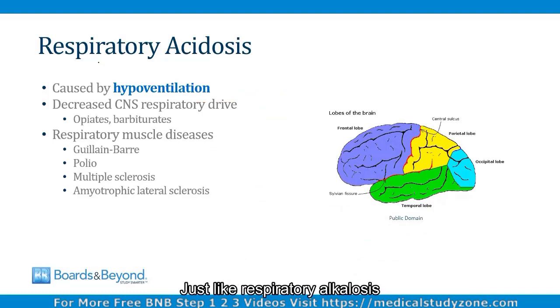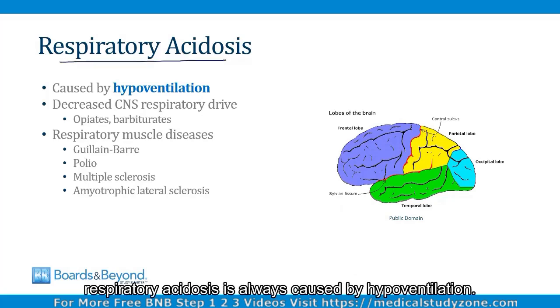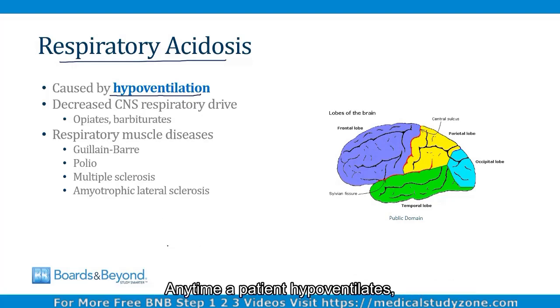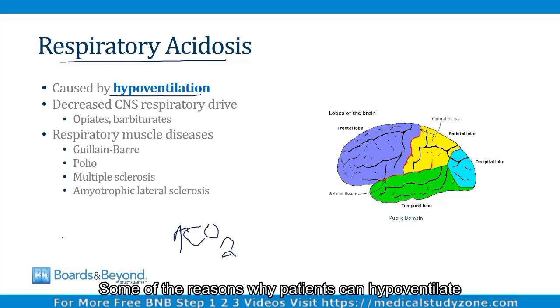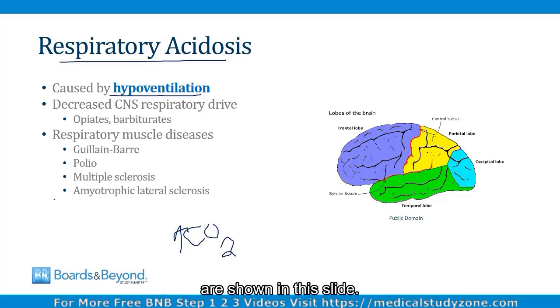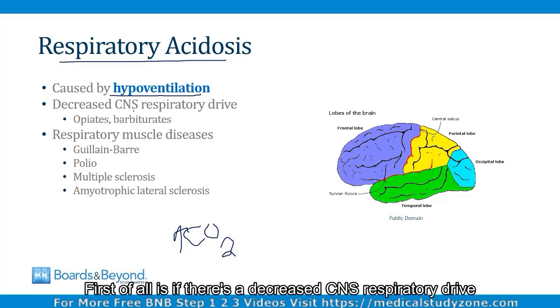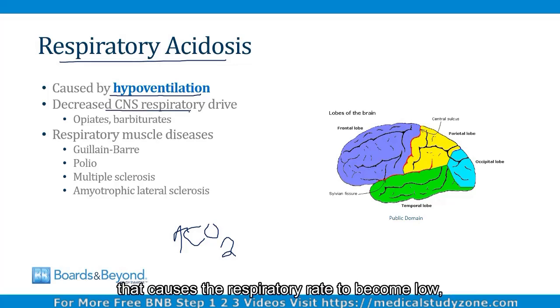Just like respiratory alkalosis is always caused by hyperventilation, respiratory acidosis is always caused by hypoventilation. Anytime a patient hypoventilates, the CO2 level will begin to rise, and that will lead to a respiratory acidosis. Some of the reasons why patients can hypoventilate are shown in this slide. First of all is if there's a decreased CNS respiratory drive that causes the respiratory rate to become low.